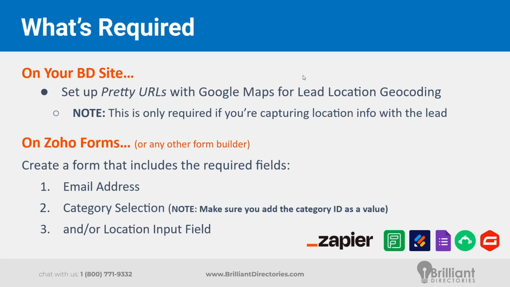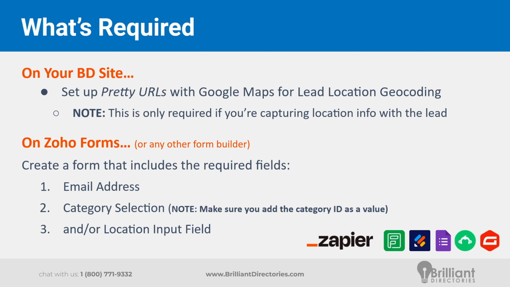Perfect. So the other thing is on the form builder that you're using. In the example that we'll show you, we did it on Zoho Forms. They have a pretty robust suite of tools, and we haven't showcased them before, so we figured that was a good example here. But whether you're using Zoho Forms or JotForm or Google Forms or any other form builder, you'll want to make sure that the form includes a field for the submitter's email address, as well as a category selection where they can select the category of member that they need.